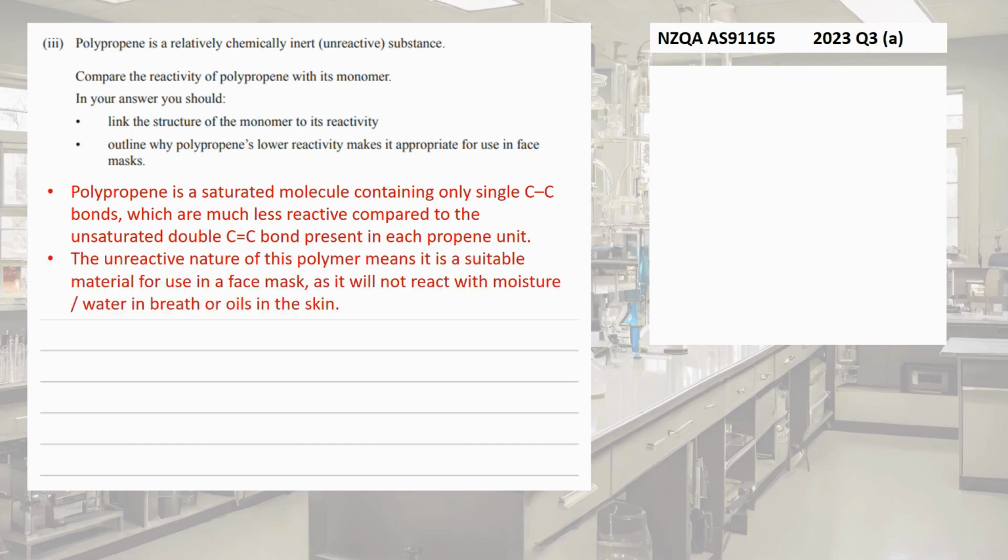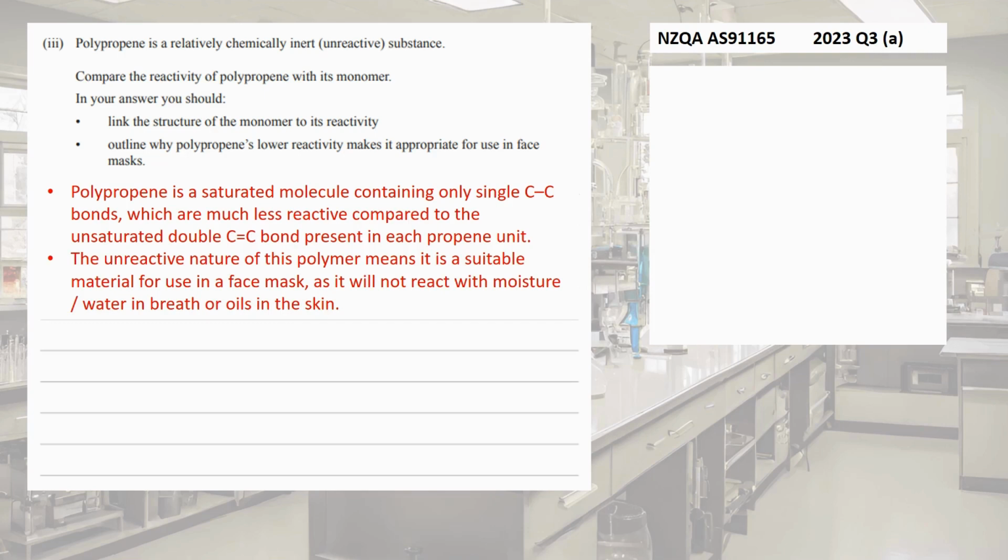The unreactive nature of this polymer means it's suitable as a material to use in a face mask. Now what it means, if something is unreactive, it means the normal things that it's going to touch in the everyday environment are not going to react with it or break it apart. You don't want a face mask to react with the water that's coming out of your breath or the oils from your skin, and if it does, then it's not going to work. So the reason we want this polymer to be saturated is that it's not going to undergo any addition reactions, because imagine if we did do any addition reactions, it's going to change its structure a little bit.